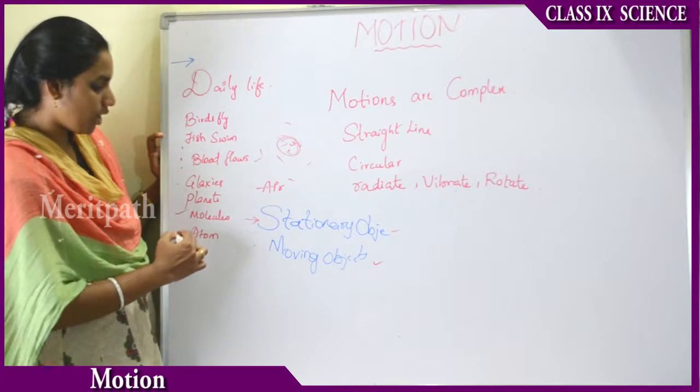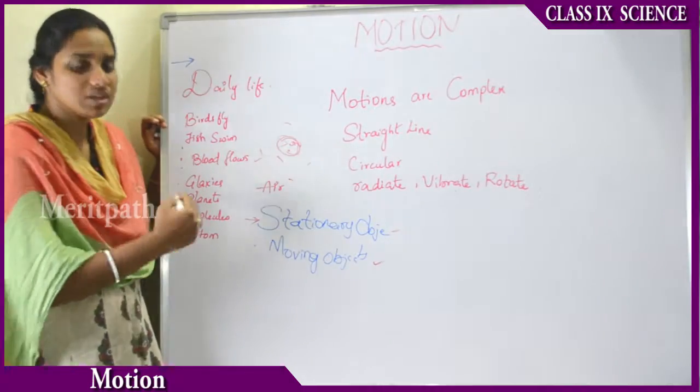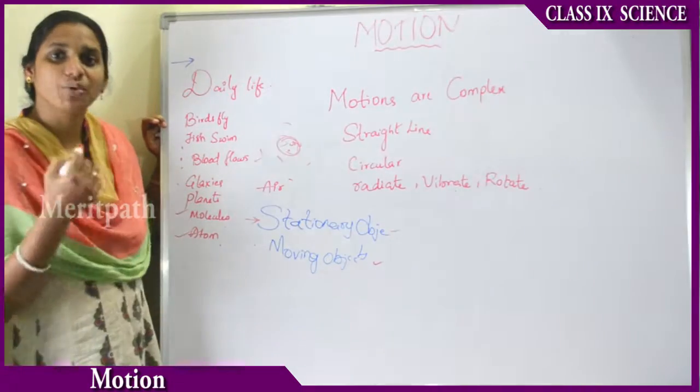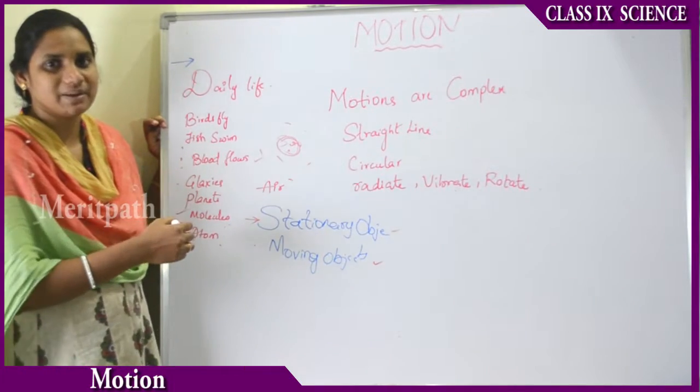And let us see the molecules and atoms by which the matter around us is formed. Those molecules and atoms are also moving objects. That's why the atom is existable.